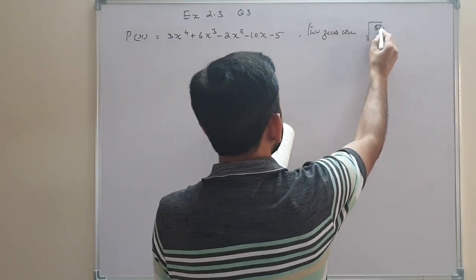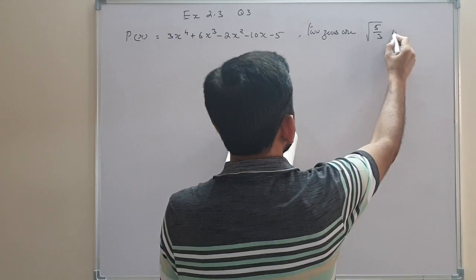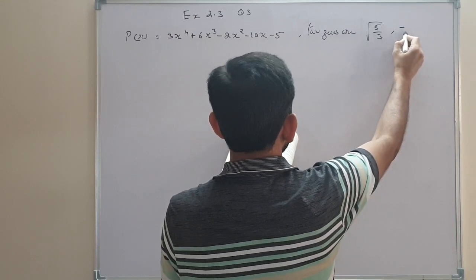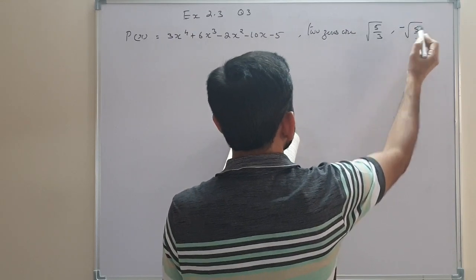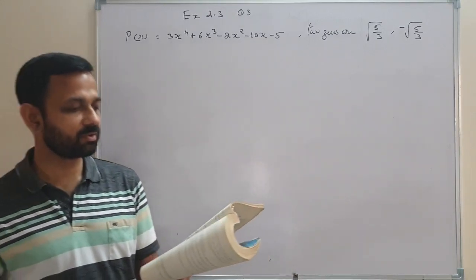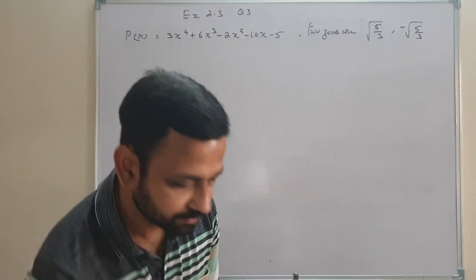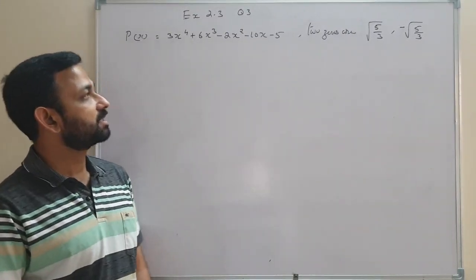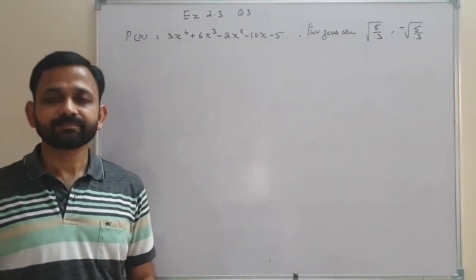square root of 5 by 3 and minus square root of 5 by 3. This is a fourth degree polynomial.